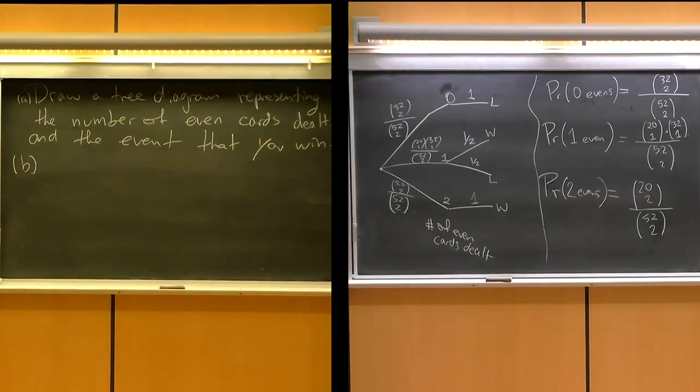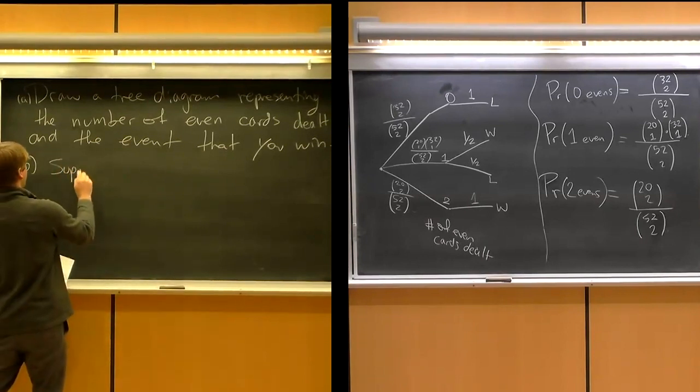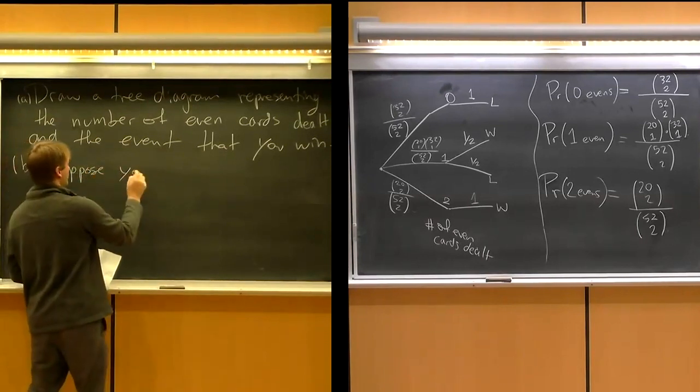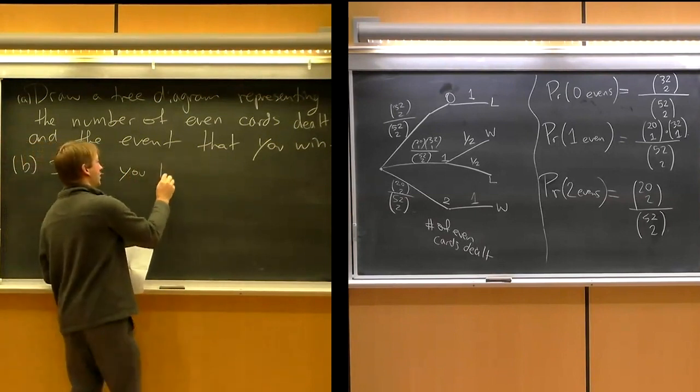Okay, let's do another part. So far we didn't use anything about Bayes' theorem. We just drew a tree diagram. Now we're going to compute a conditional probability. So suppose you lose. Suppose we play the game and you lose, right?